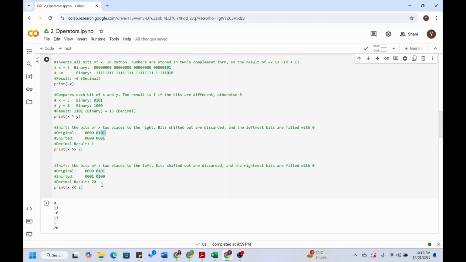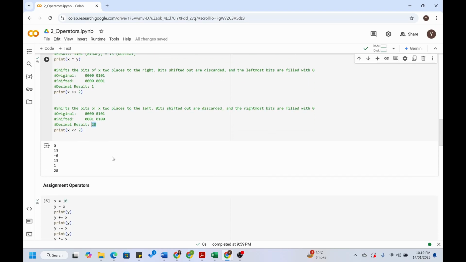Now the next one is shifting to the left-hand side. So now you can see what we are doing, it shifts the bits of x two places to the left. So now it is the opposite of it, and the same process will work, only the shifting is now on the left-hand side. So now the decimal conversion of it is coming 20. Okay, so these are the bitwise operators.